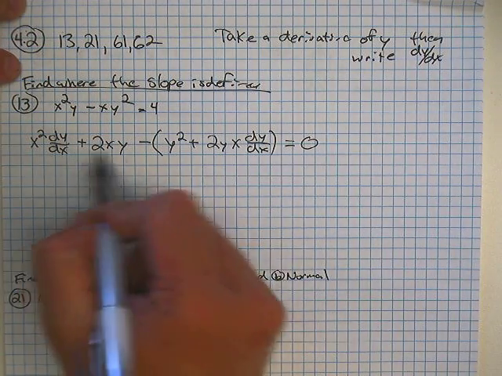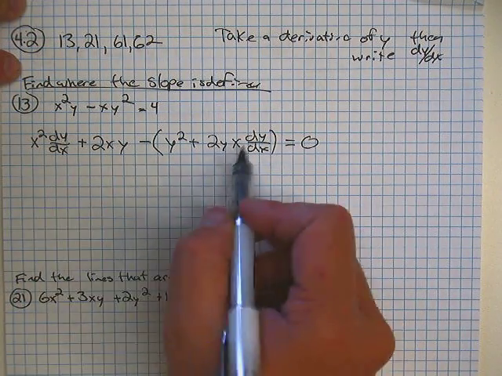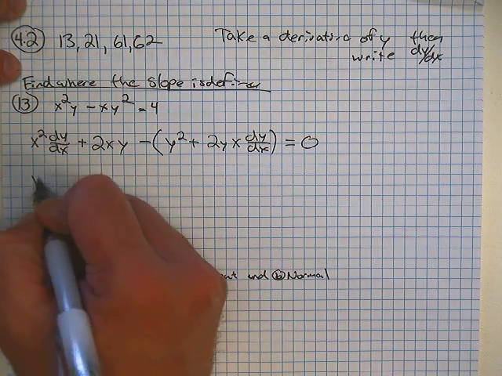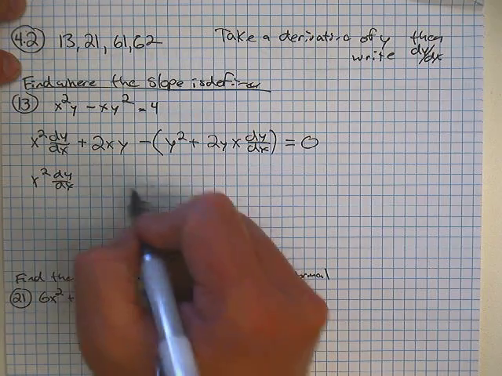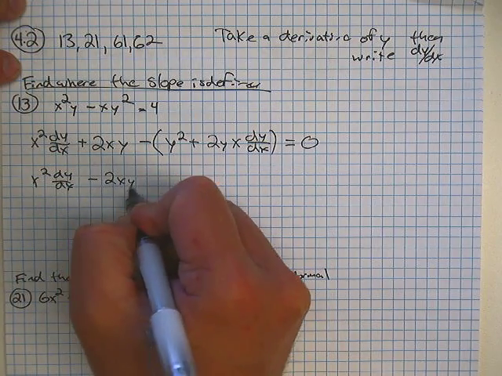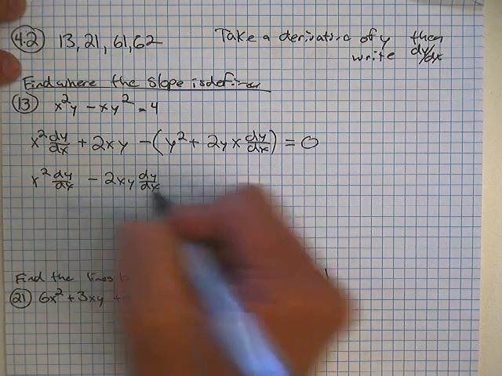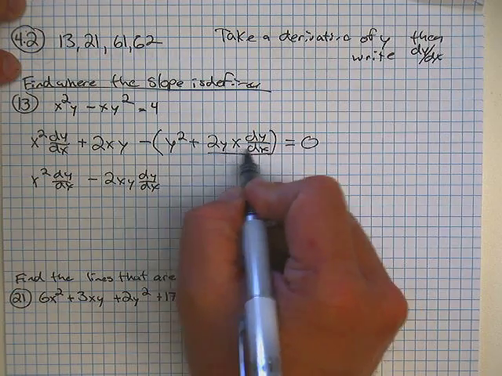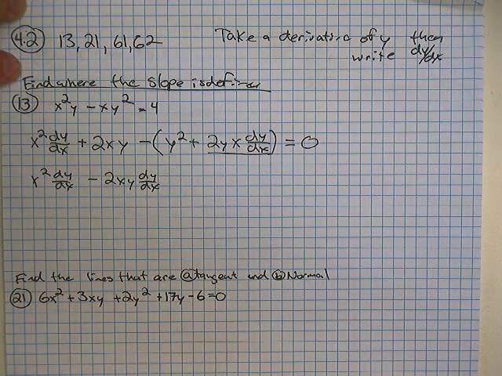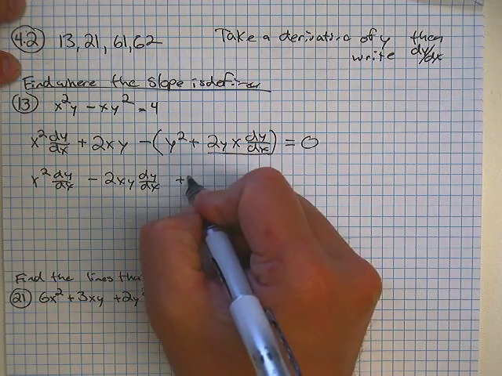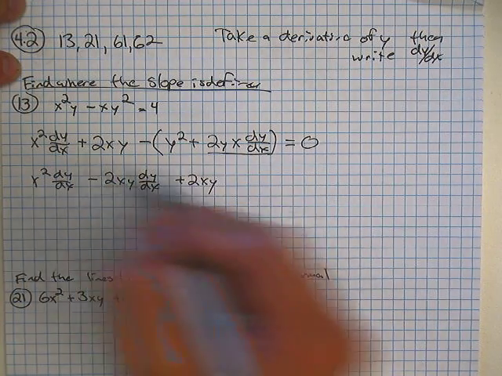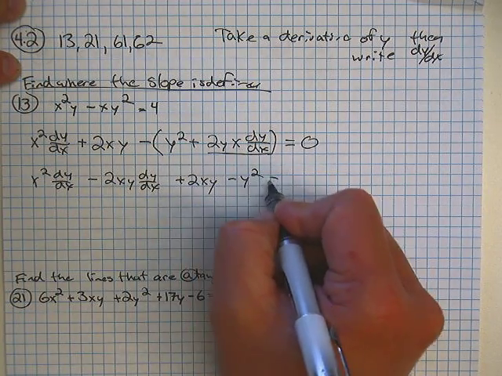Alright, now we want to group the dy/dx's and we want to distribute this negative sign through. So I'm going to get x squared dy/dx, this minus 2xy dy/dx. That's this right here. Notice how I switched it to xy. I always try to do it alphabetical, you don't have to. I just do it to make it the same in my problems always. Plus 2xy minus y squared equals 0.